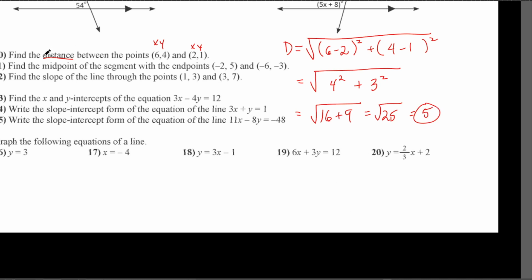That's the distance. That's the length between those 2 points. Here's 6, 4. Here's 2, 1. The distance between them is 5. That's how long that line is, that line segment.